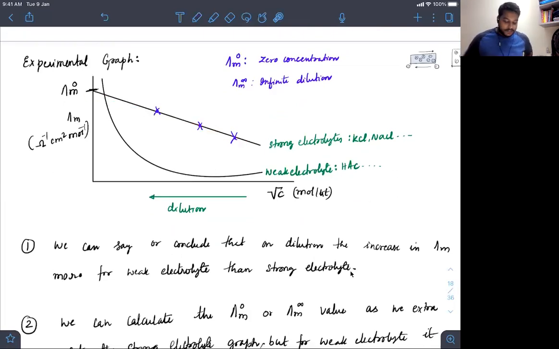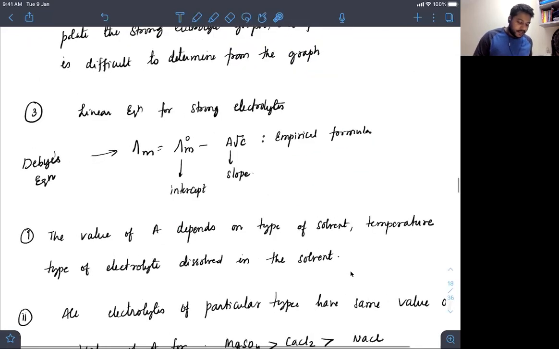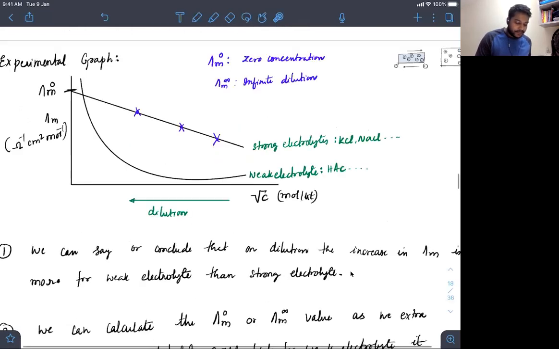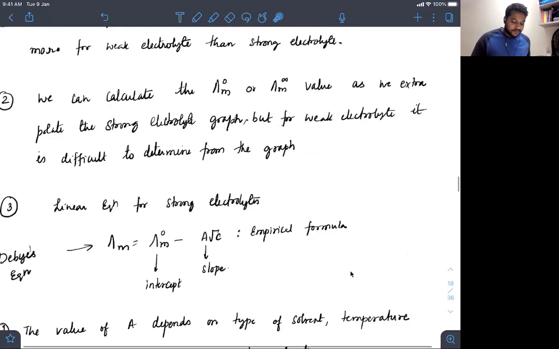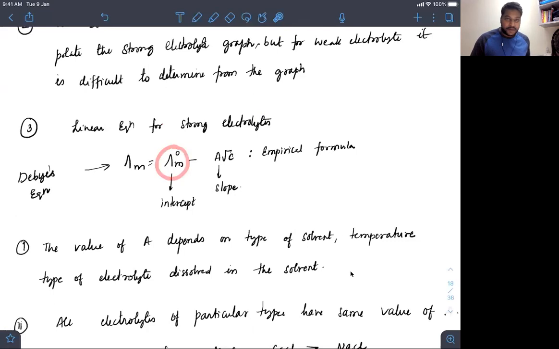And that strong electrolyte can be related with a simple linear equation, something like y is equal to mx plus c. And that is what has been done here: a linear equation has been identified for the strong electrolyte. So this is mx plus c. You can see c is a positive intercept, and the slope is negative because the value is decremental. So it is a negative slope. So you will get this as lambda m naught minus some constant into root c.